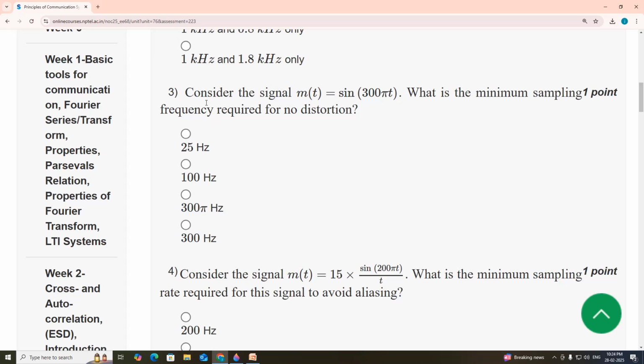Next, consider the signal m of t equal to sine 300 pi t. What is the minimum sampling frequency required for no distortion? So we will see this one.